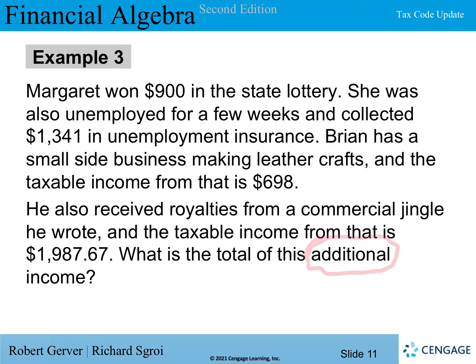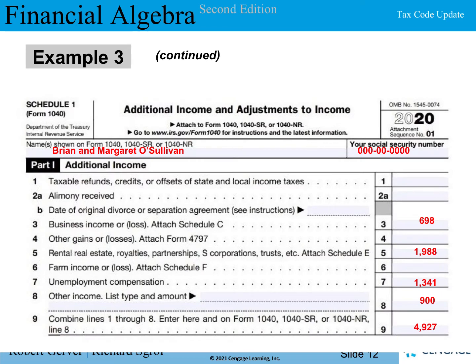Notice, this is not wages, or interest or dividends. This is additional income from other sources. All right, this information goes on Schedule 1, where we talk about additional income and additions to income. Again, we put their names down, we put the first Social Security number down, and then we start listing. For example, this line right here is for business income. So there's your $698 from the small business that they had.